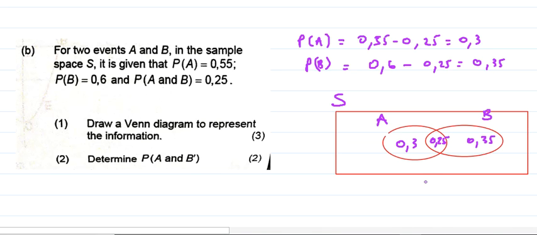Right, so far so good. We have completed the Venn diagram, but not just yet. As you can see, our total probability must be equal to 1. So if we calculate the total probability here, it's 0.3 plus 0.25 plus 0.35, that will give us 0.9. So our probability is 1 minus 0.9, which is 0.1, and that sits out there in our sample space.